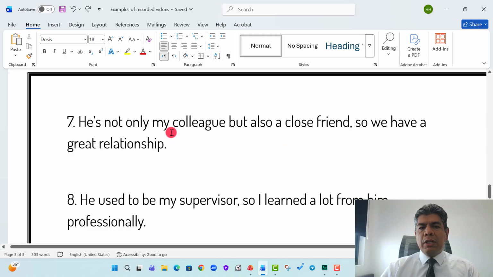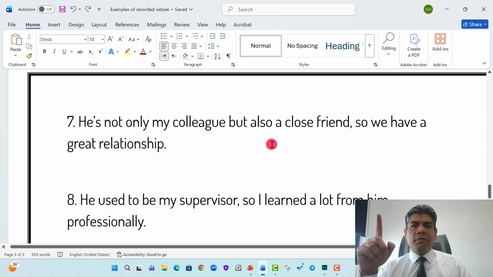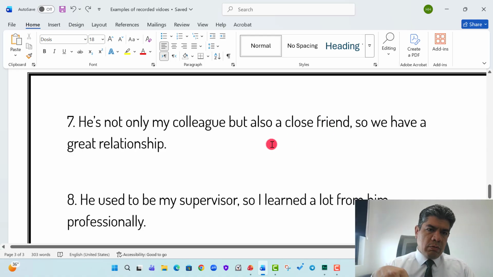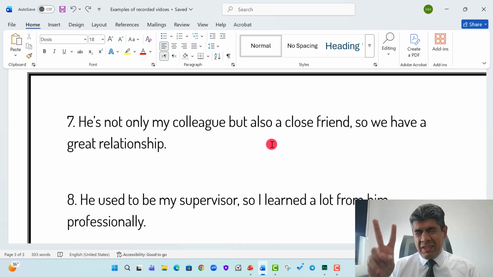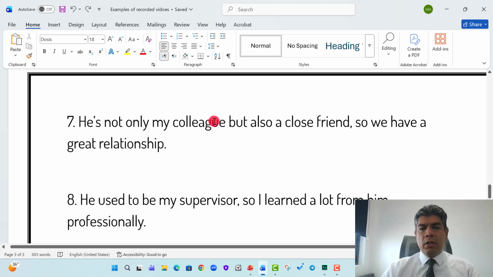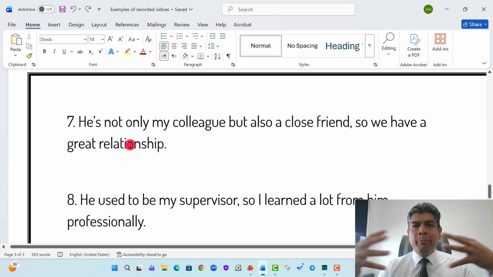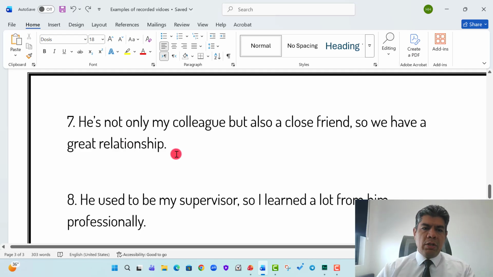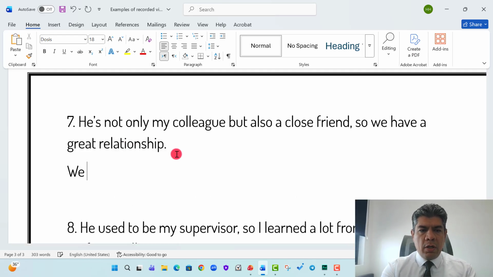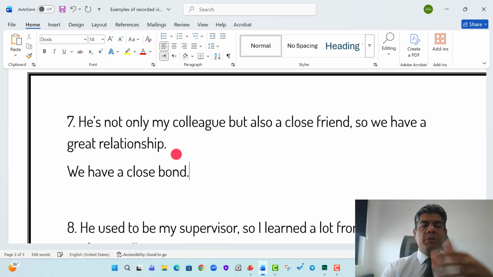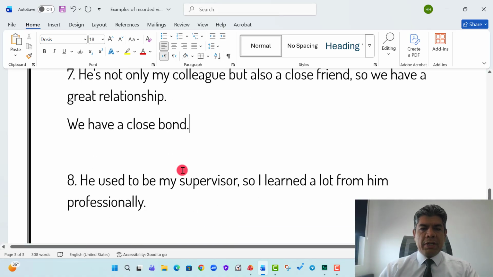He's not only my colleague, but also a close friend. So we're using the structure not only, but also, and of course, two specific topic-related words: colleague, close friend. So we have a great relationship. Or you could say we have a close bond. Let me type it down here for you. We have a close bond, which means that we have a very, very close relationship together.